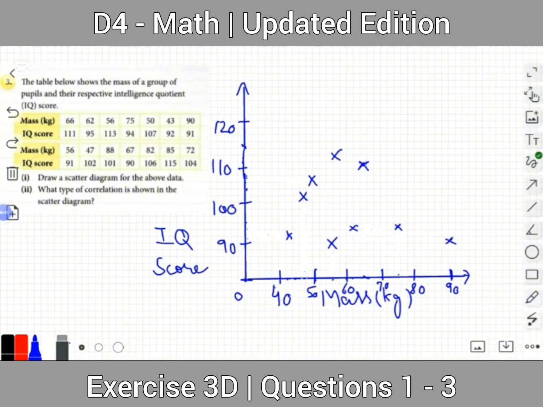Now for the next ordered pair we have 88 and 101. So here we have 82, 84, 86 and 88. Here we have 88 somewhere here, 88 and 101. So here we have 101 somewhere here. So we'll put a cross here.